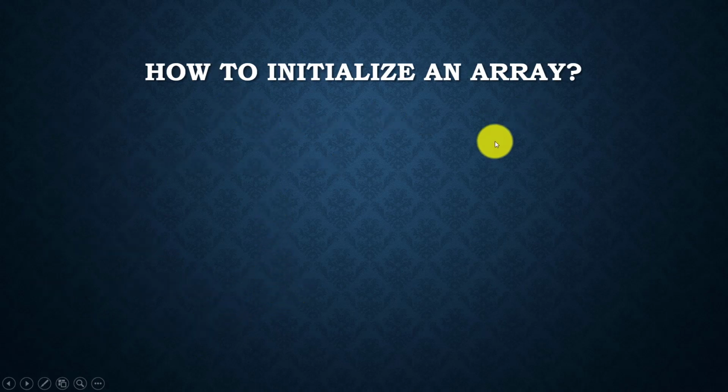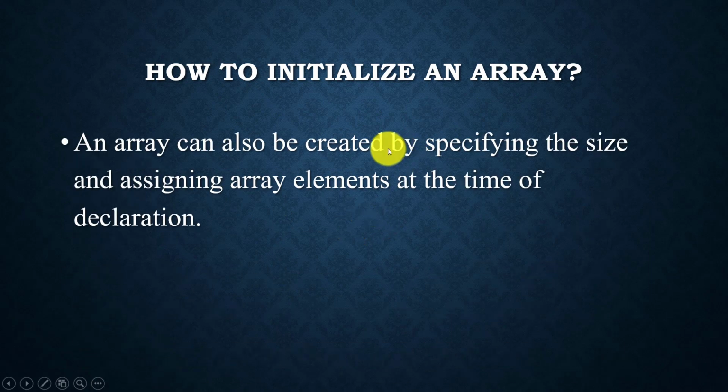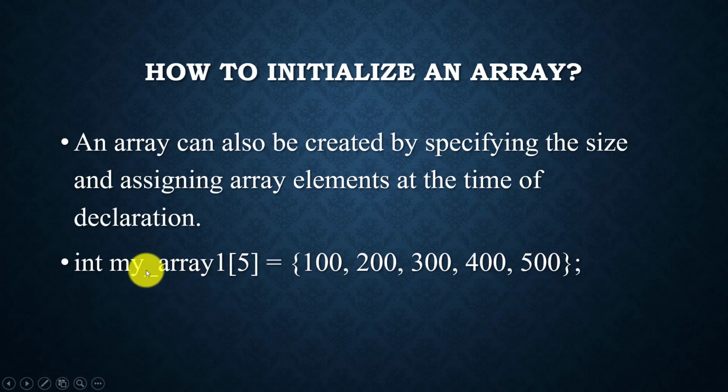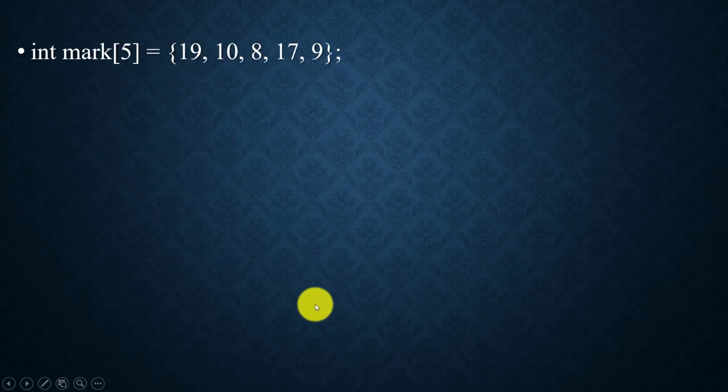Now let's understand how to initialize an array. To initialize an array, we create it by specifying the size. Just now we understood how to declare an array, but now we are going to assign some array elements at the time of declaration only. Now this is declaration and initialization of an array: int myArray1 having size 5, and I enter the 5 elements, that is 100, 200, 300, 400 and 500. But the first index always starts with 0.